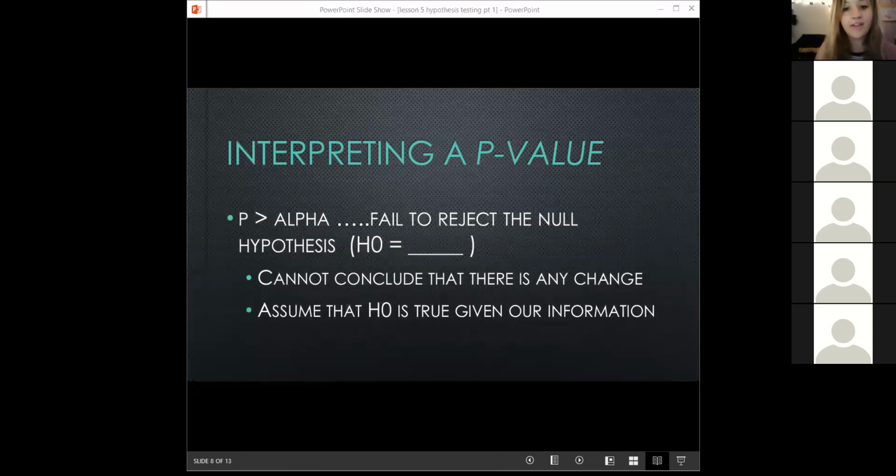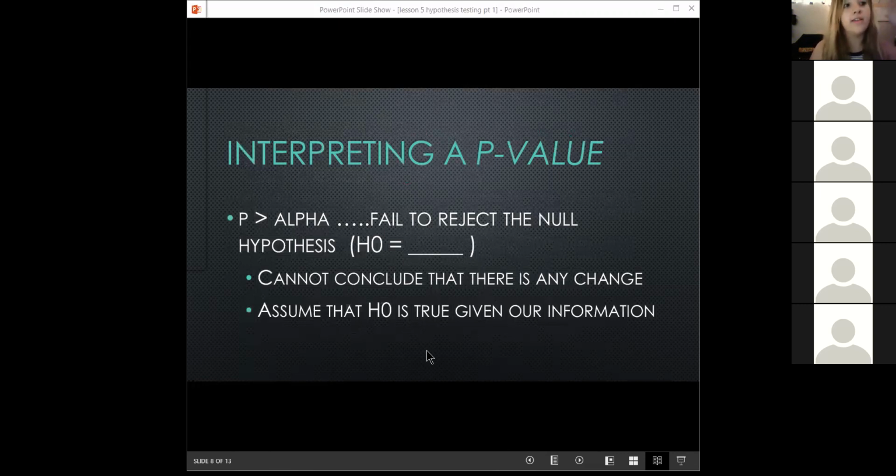So that second bullet, like I said again, you assume that the null is true given whatever information we have. So if our p-value is greater than alpha, let's say our alpha level is 0.05 and our p-value is like 0.07, then we're going to fail to reject the null.